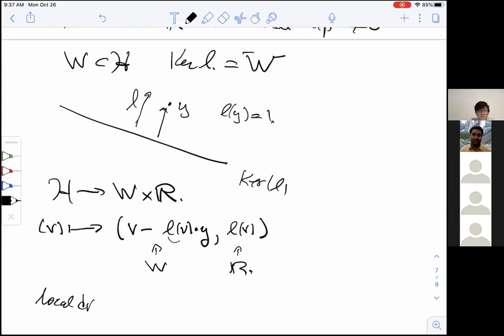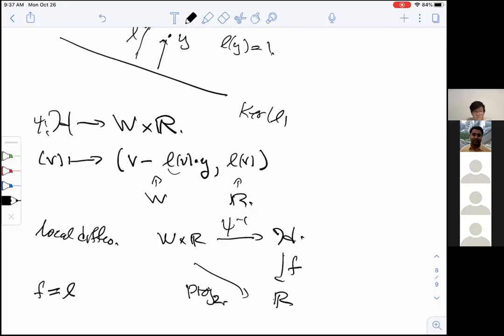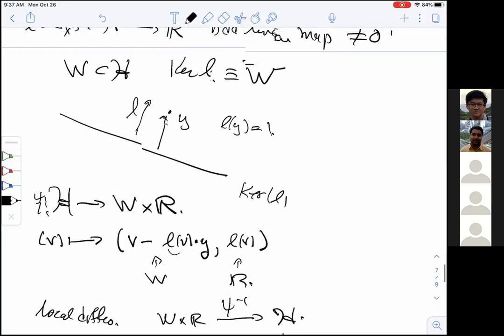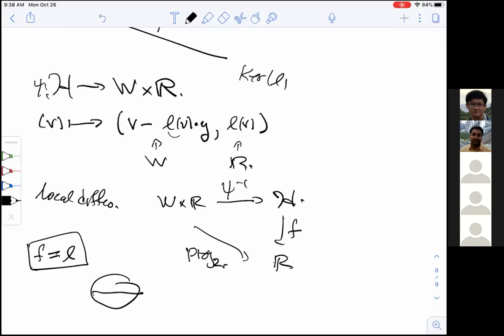So the local inverse, W cross R, defined in some neighborhood of the origin into the Hilbert space, has the property that if you take this inverse, call this psi inverse, followed by F into R, this is simply a projection onto the second factor. So using the coordinates here, F equals L in some neighborhood of this point. So it's a non-zero linear functional, which is in fact the differential of F at the point, and in these coordinates F is equal to that linear functional. So we have coordinates, and F is just this linear functional in these coordinates.